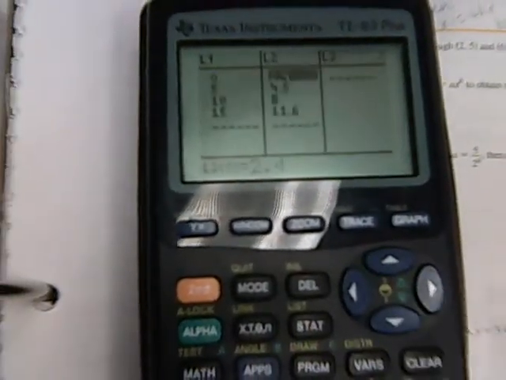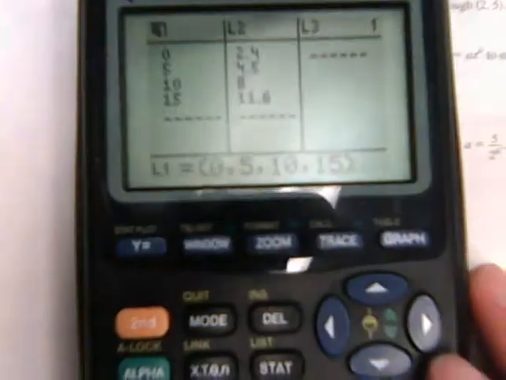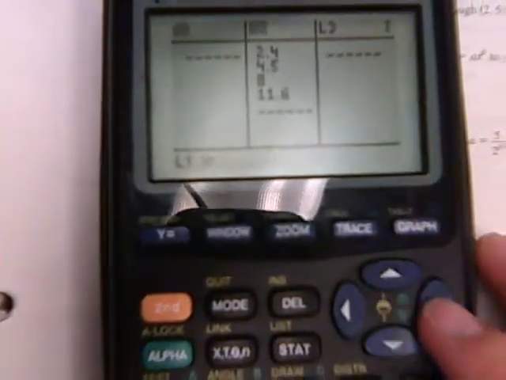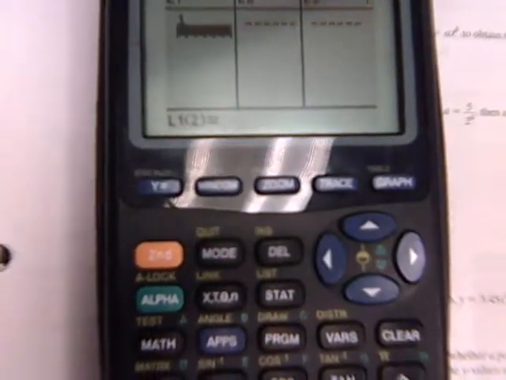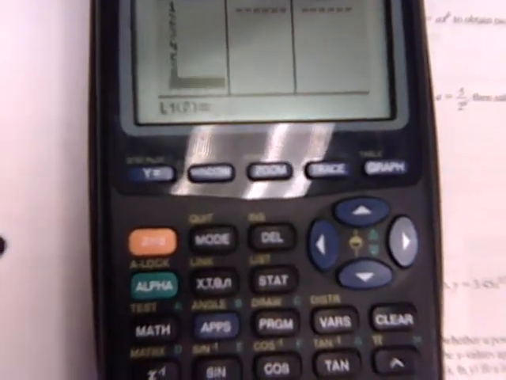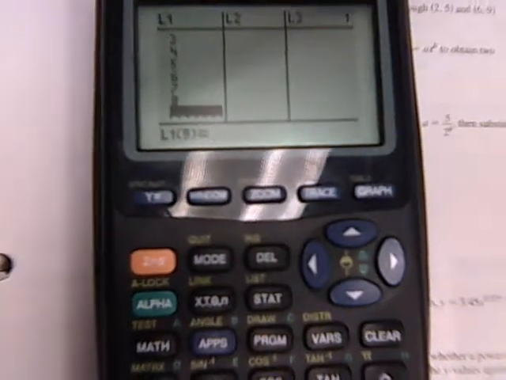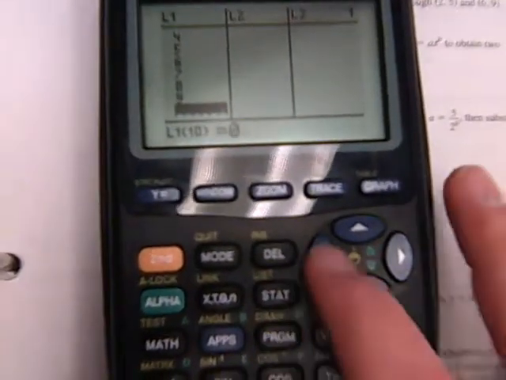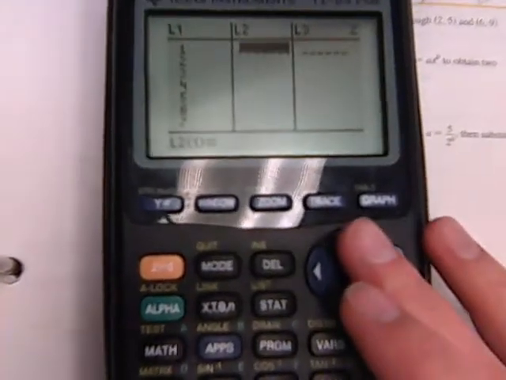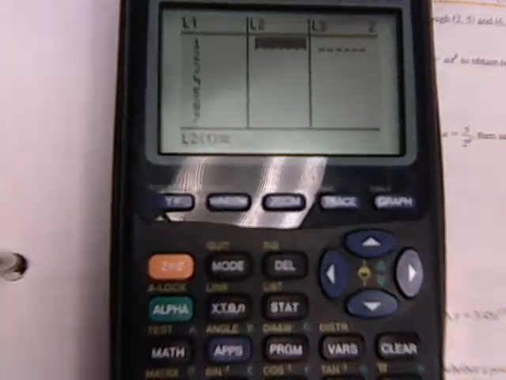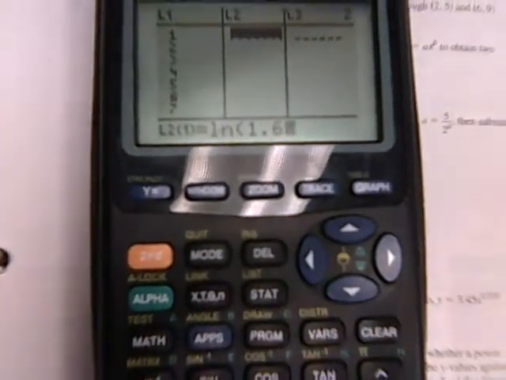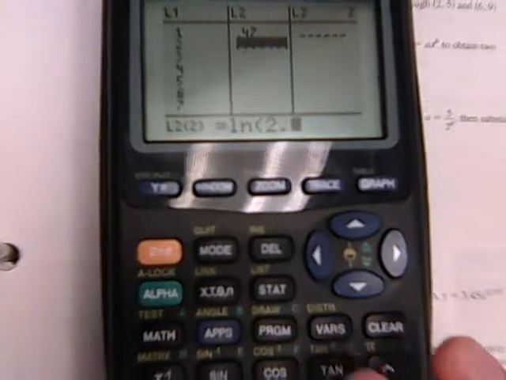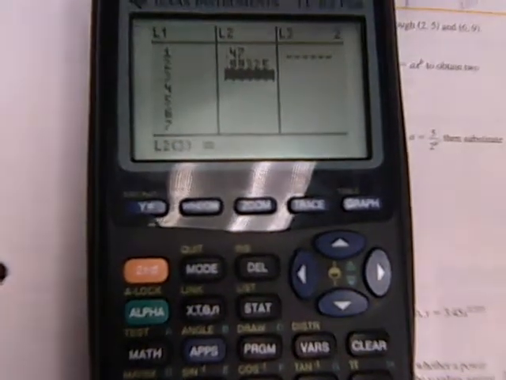So we can go into our stat, and we're going to clear that out by hitting clear enter, clear enter. I'm going to type all my regular x's in. But then when I go to do my y's, now I'm going to do the natural log of each one of those values. So natural log of 1.6, natural log of 2.7, and so on and so forth.